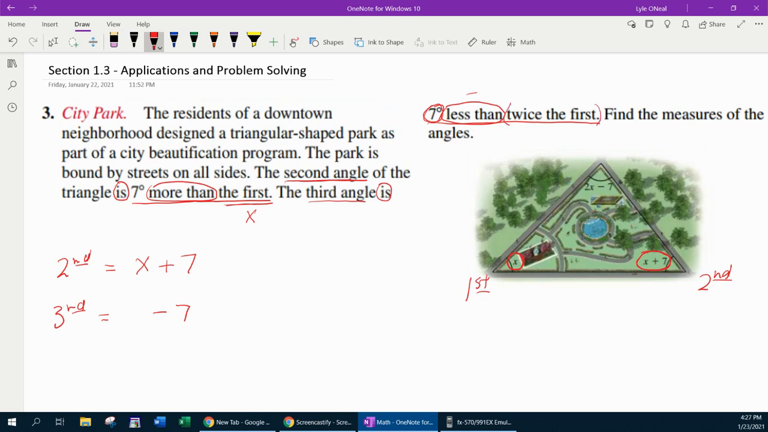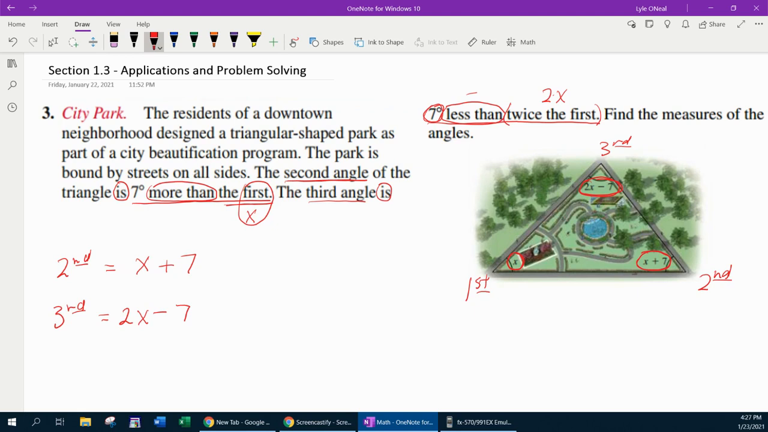Twice the first means 2 times the first. And remember, the first was x. So that's going to be twice the first, or 2 times the first. And that's what we're subtracting 7 from. Notice in the picture, they already have that labeled, 2x minus 7. So this would be our third angle. And now that we have all three angles designated algebraically, we can set up an equation to solve.